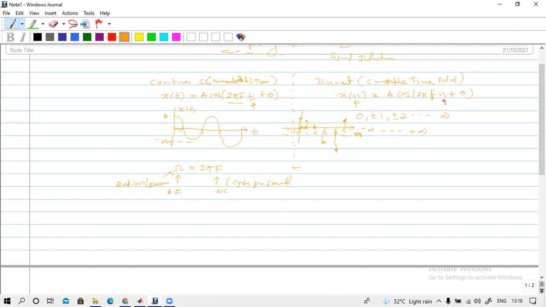So in the discrete time signal, we will use simple omega to denote the omega here, and it is equal to 2πf. And you know, sinusoidal signals are normally repetitive signals. These are periodic signals.